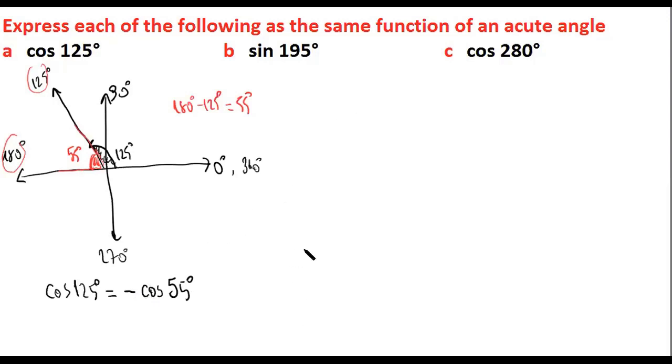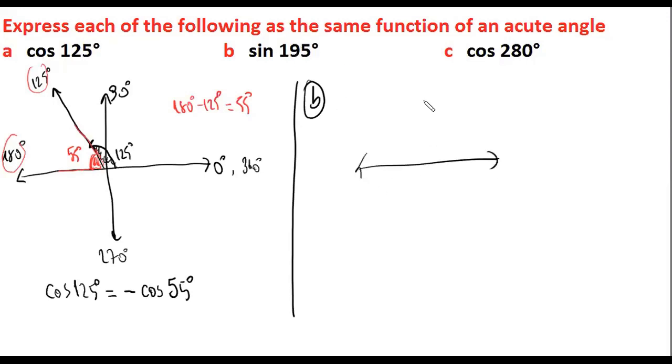Now let's do question B. Okay, the second one, B. Again, we have to find the quadrant of 195. Let's draw this. So you know this is 0, 90, 180. 195 is larger than 180, but smaller than 270. It must be somewhere around here, right? This angle is going to be 195 degrees. But what is the reference angle for this?